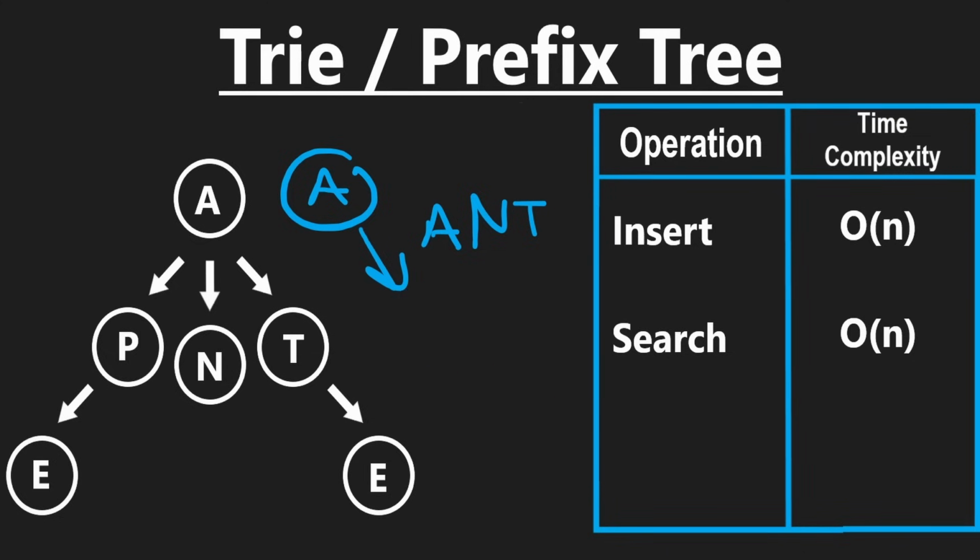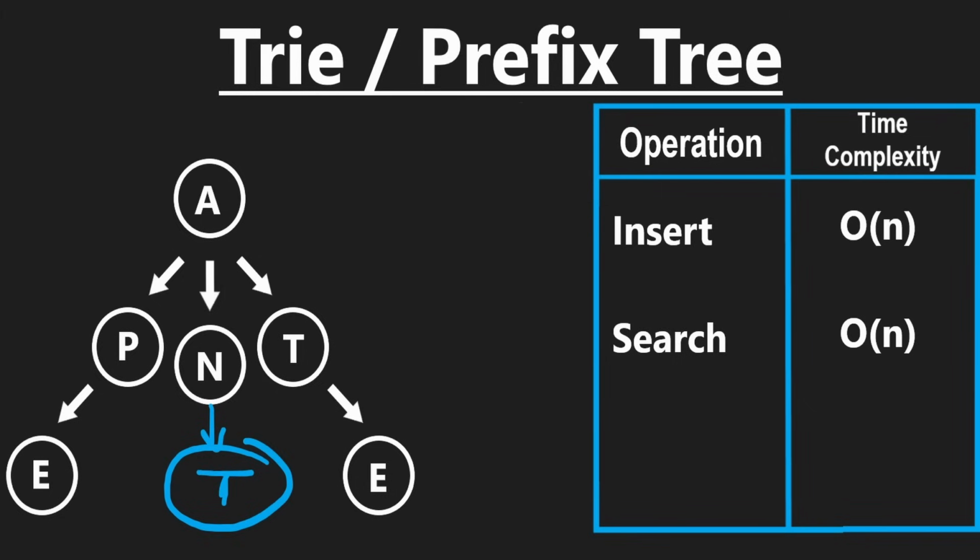What you could do is reuse some of the characters. For example, we already have an A over here, and we already have an N that goes after the A. So all we really need to do is add a T character to the end of that, and now we have the word ant. To insert a word, we can do that in Big O of n time, where n is the size of the word itself. To search for a word, we can also do that in Big O of n time.